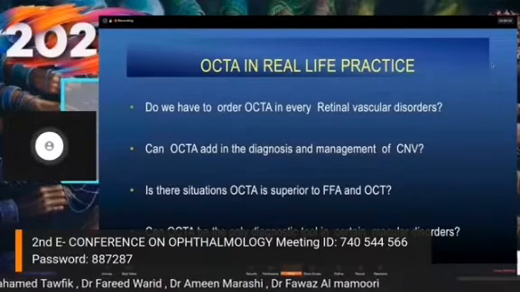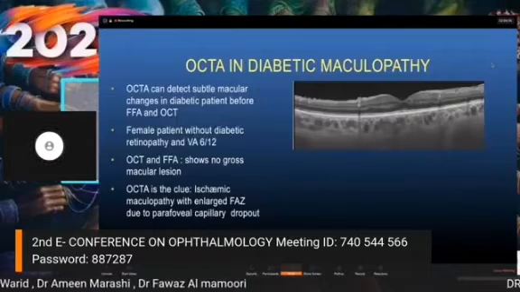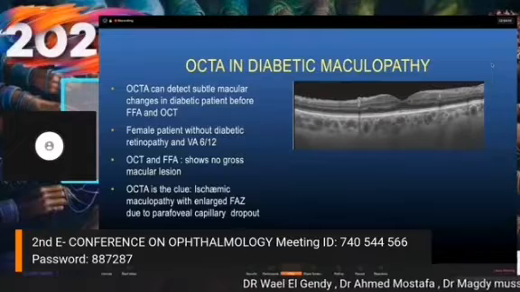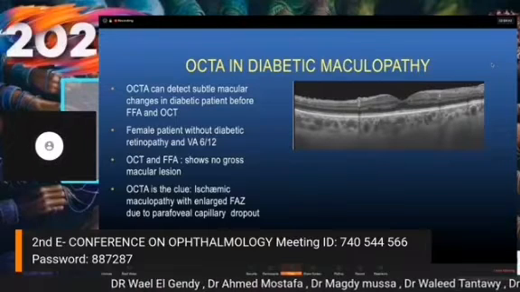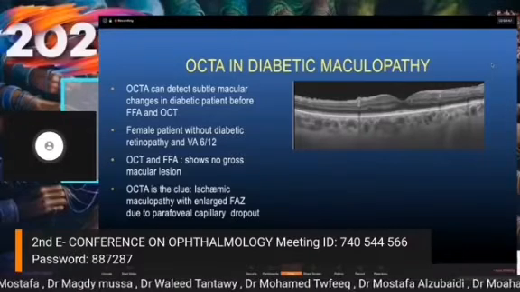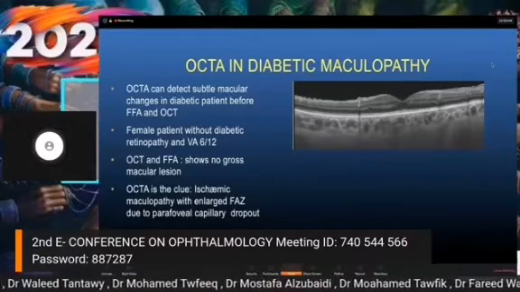In diabetic retinopathy, we all know that at baseline we do fluorescein and OCT, which is quite good enough for diagnosis and management of diabetic retinopathy. But can OCTA detect changes we don't see by fluorescein, by microscope, or by OCT?